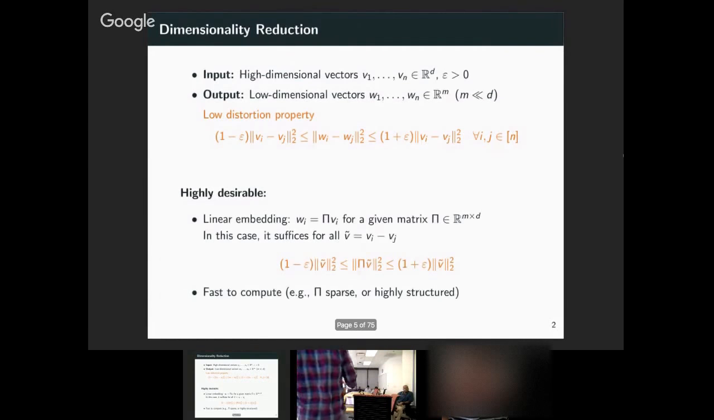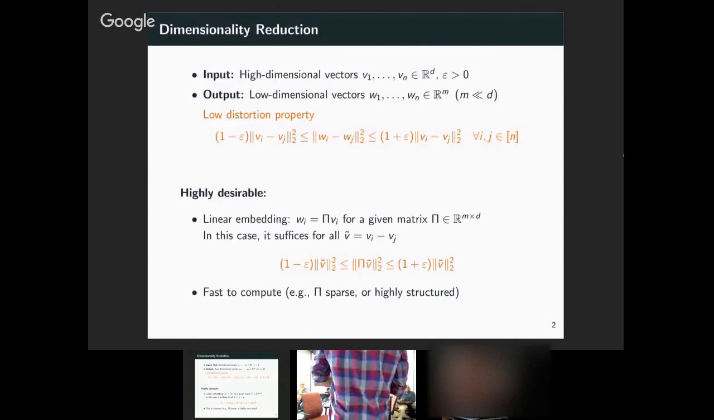A few things are highly desirable, of course. If we can make this mapping linear, this is very helpful. For instance, it allows us to simplify the distortion property slightly: instead of looking at differences or distances between points, we can just look at maintaining norms of certain vectors, where these vectors are the differences. And on the other hand, we would like to find some kind of projection pi which is very easy to compute. For instance, if this matrix pi is very sparse, or highly structured based on some kind of Fourier transform, then that's highly convenient.